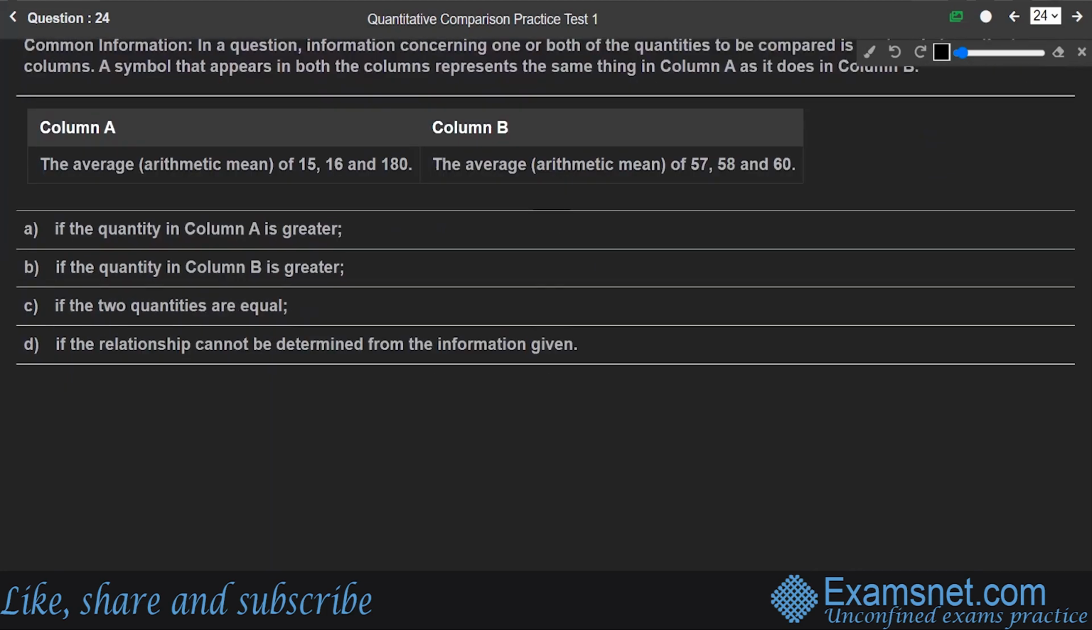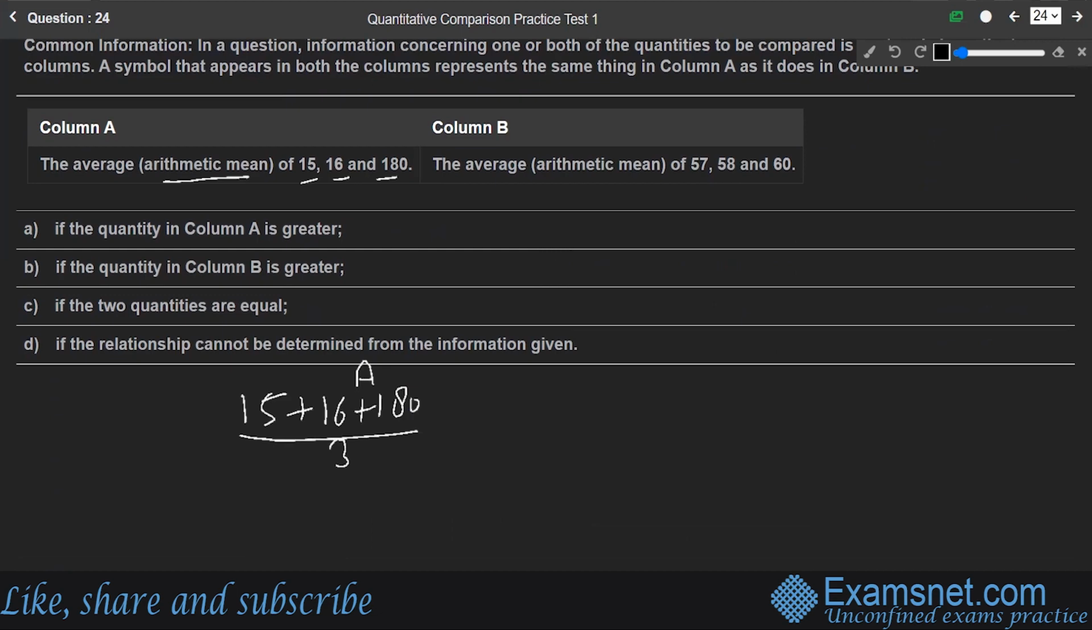Now let's see the next one. The average, arithmetic mean, of 15, 16 and 180. The other side is something else. So let us solve the first side. Average of 15, 16 and 180. The average of any numbers is given by the sum of those numbers divided by the total number of numbers. How many numbers are there? There are 3.